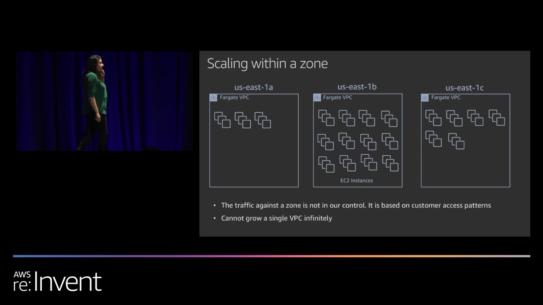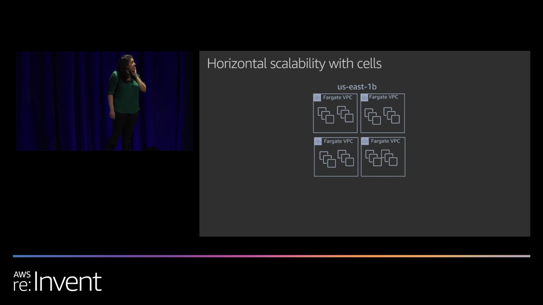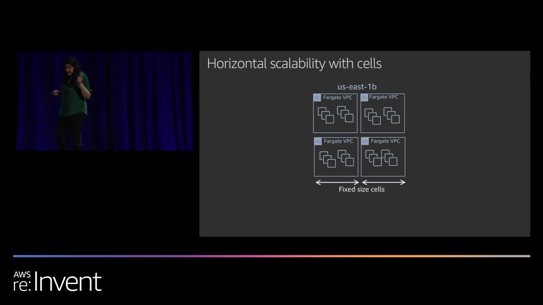So what do we do about that? What if instead of having a single VPC for the entire zone, we split it into multiple smaller VPCs? The thing about these VPCs is that we make them a fixed maximum size. This is a size that we've tried and tested, and we know it's something a VPC can handle load-wise. And if we ever fill up the fixed size VPCs that we have here, then we just scale out and add more VPCs.